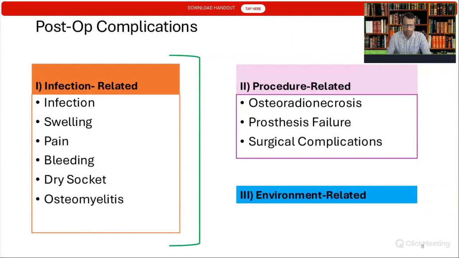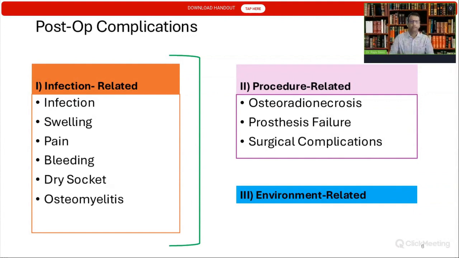From a clinical point of view, post-operative complications in dentistry can be categorized into three main types: infection-related complications, procedural-related complications, and environment-related complications. The infection-related complications include issues such as localized infections, swelling, pain, bleeding, dry socket, systemic infections, or abscess formation, which can arise when bacteria enter the surgical site.